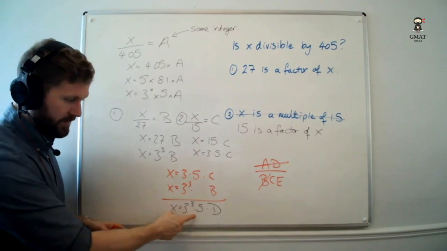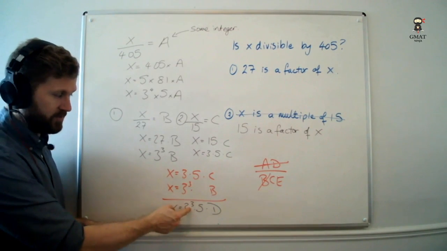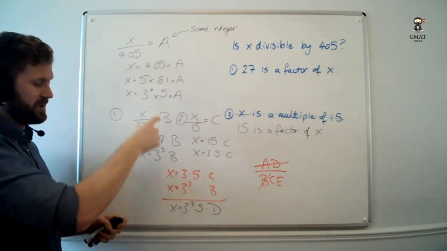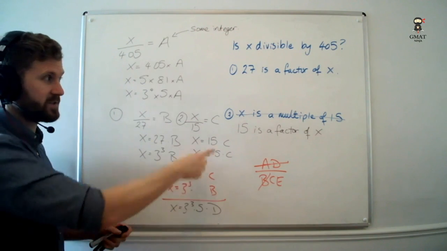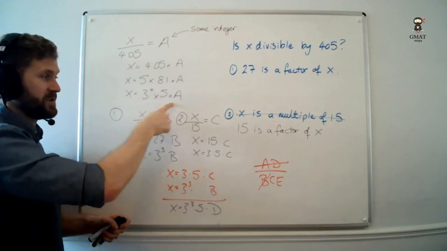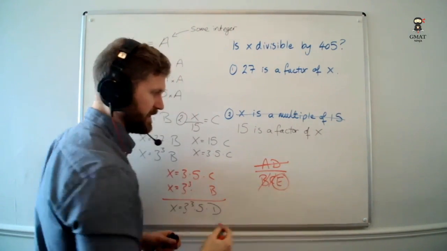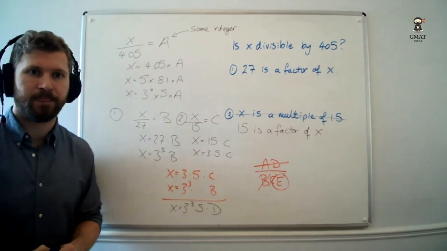Now, that means that I know that x has 3 cubed in it, but I'm looking for 3 to the 4. Okay, the 5s are there, but I've not got enough 3s in my value of x from number 1 and number 2 to tell me for certain whether that's sufficient. So I can cross this one out, and the answer to this question is going to be E.